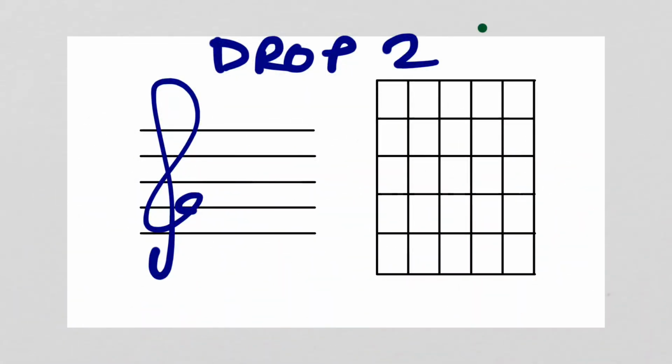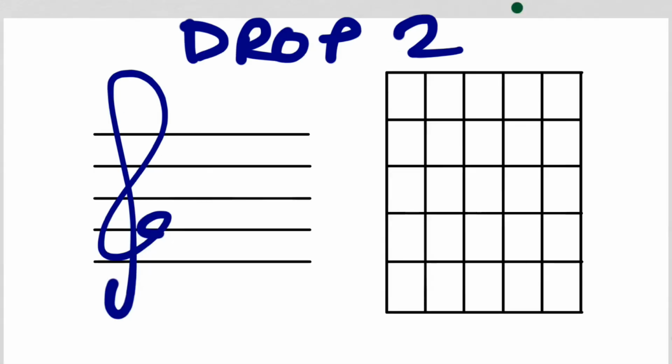Take a look. Okay, what we're going to take a look at now is drop 2 voicings. And this is something that I personally have struggled with, and I know that a lot of people do. So I hope that in this video I'm going to be able to clear up some of the confusion that might exist. And we're going to take a look first of all at the relationships on the music staff.